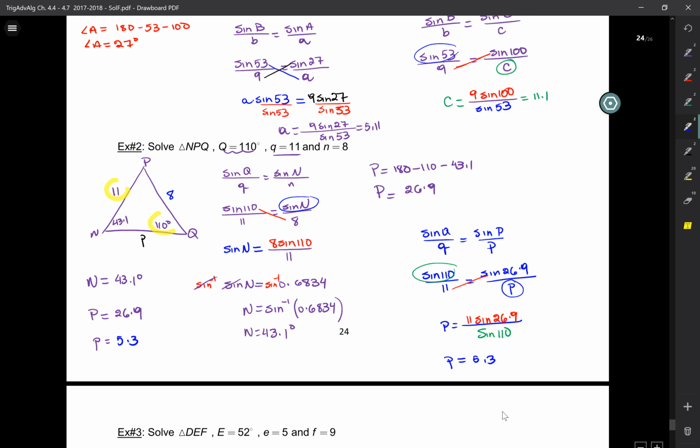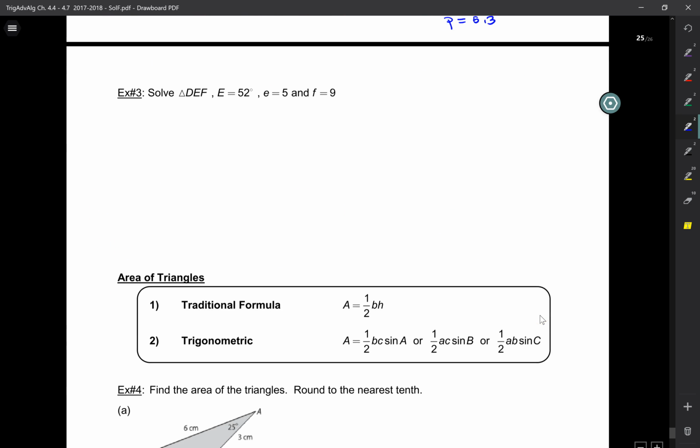Okay, so there we go with that one. All right, let's do one more. This is an interesting one. It says to solve triangle DEF. This time I'm going to be a rebel, and I'm going to put D up here, and then E, and then F, because it doesn't matter.